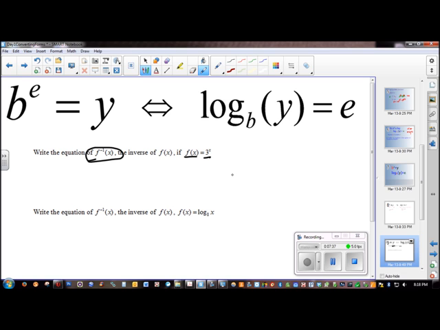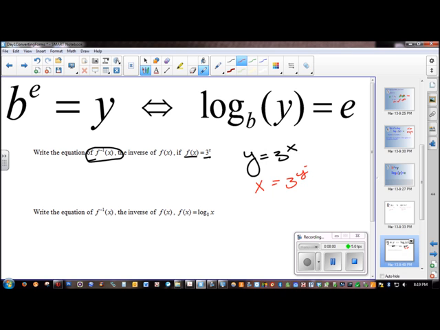Well, before when we wrote inverse functions, we swapped x's and y's. We're essentially going to do the same thing here. Instead of f of x, I'm going to write y equals 3 to the x. And to take an inverse, I'll swap positions. x becomes y, and y becomes x.